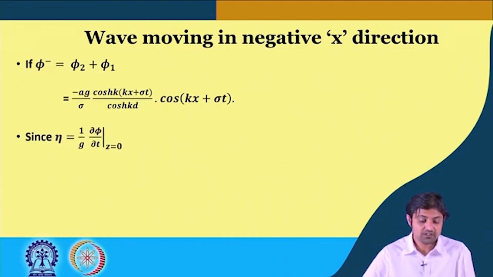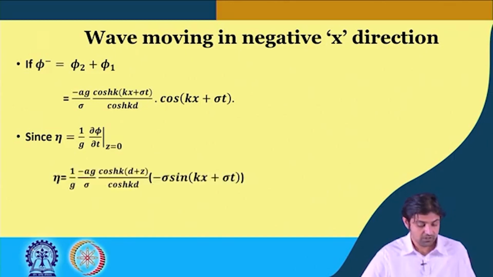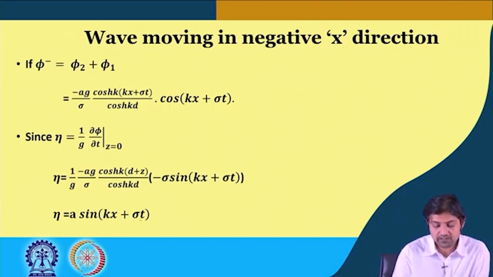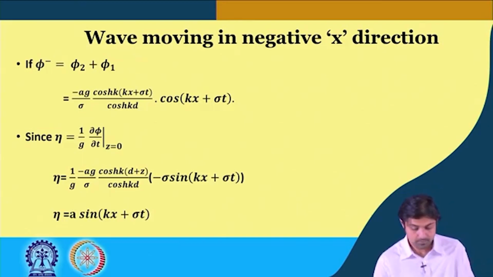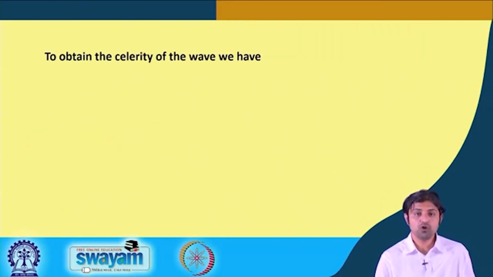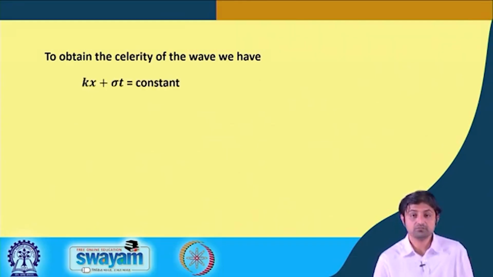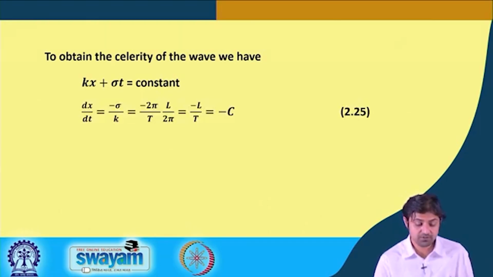In this case, since eta is 1 by g times the time derivative of phi, we will also get a similar form. It was kx minus sigma t, and it becomes kx plus sigma t. So, the phase is changing when the wave is travelling in the negative direction. Now, to obtain the celerity of the wave, in this case we have kx plus sigma t equal to constant, and the same procedure is repeated. So, it will become minus c. Wave negative means negative celerity, in the negative x direction.